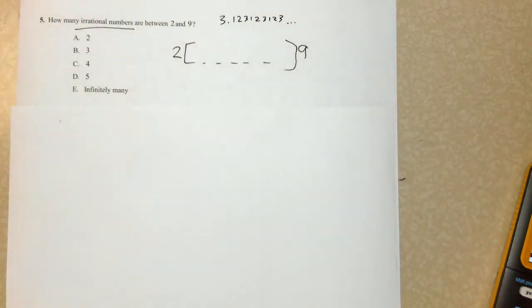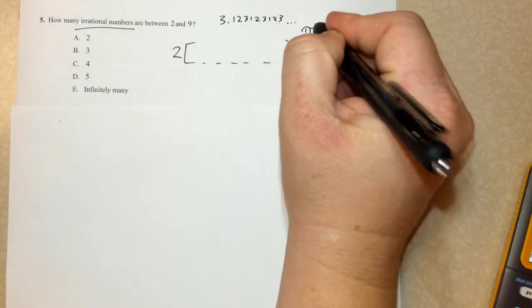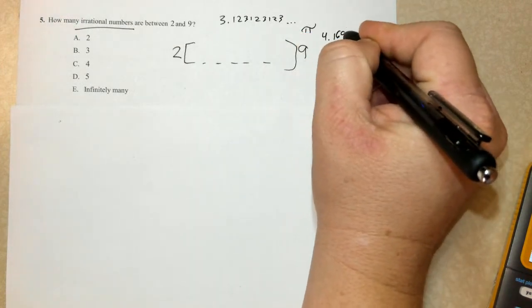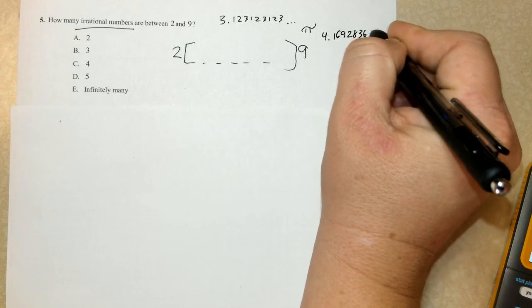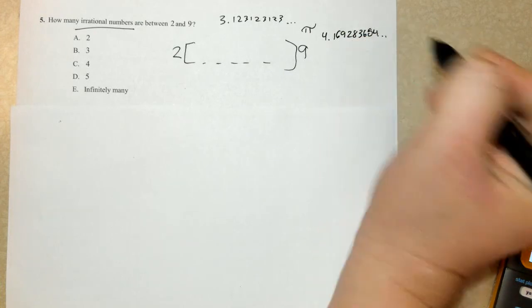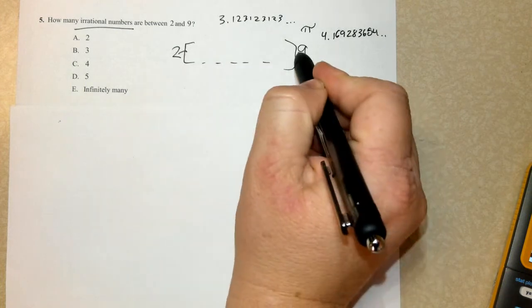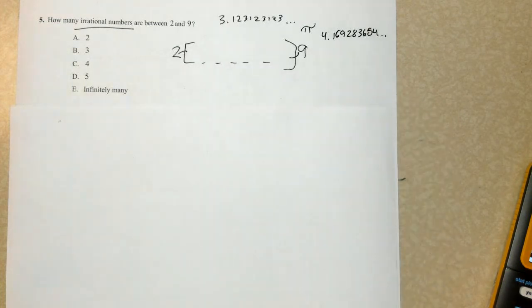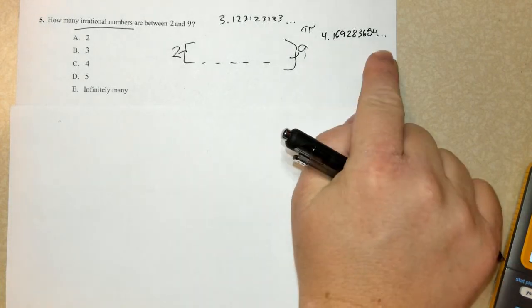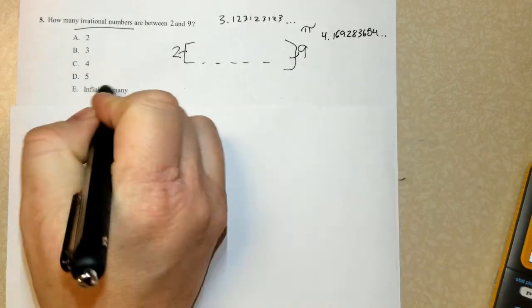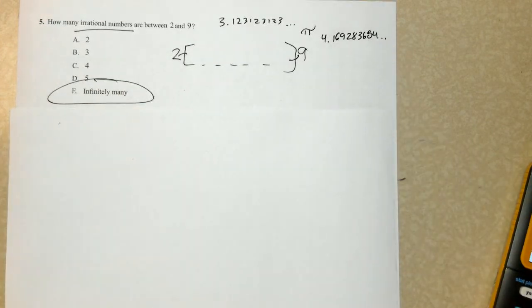That's rational. But when you have something like pi, or something like 4.169283684, you don't know the next number. It's irrational. So between anything past 2 and before 9, there's an unlimited number of decimals that have no true pattern to them in which you can guess the next number. There's an unlimited number.